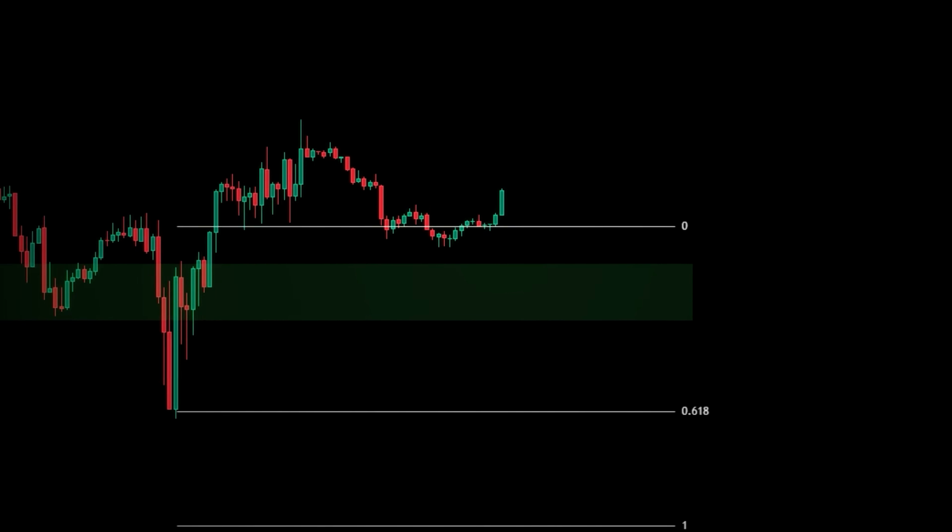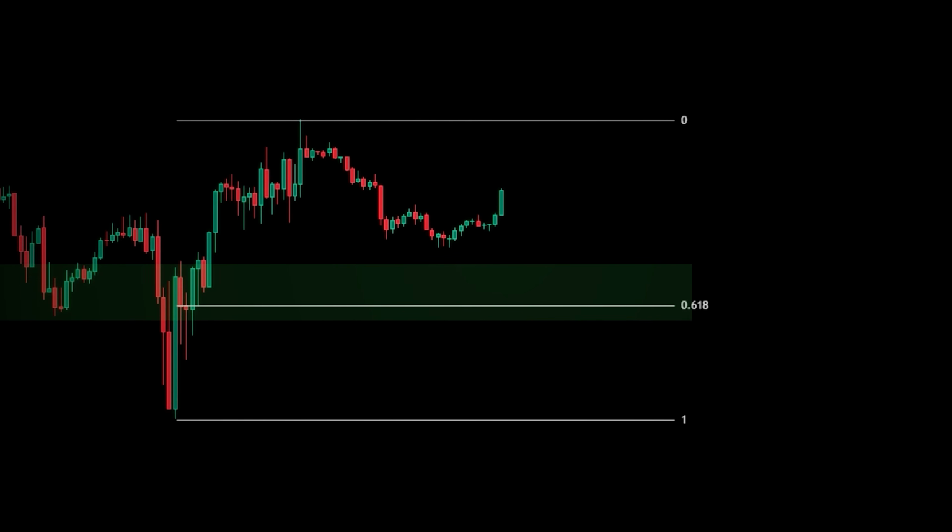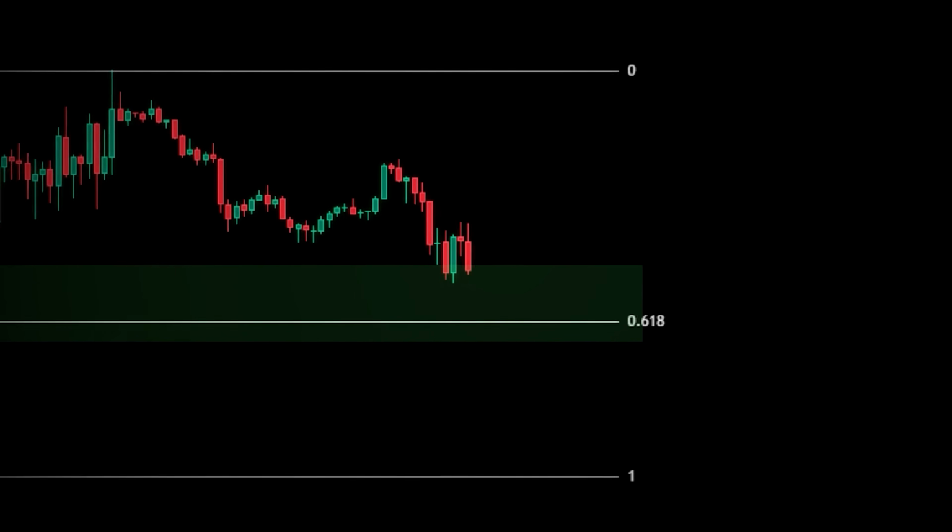Next, take out your Fibonacci retracement tool. You'll see that it lines up with our 0.618 or our golden Fibonacci retracement level. Then we just wait for the market to retrace back to this area.